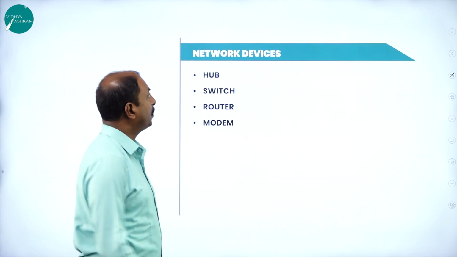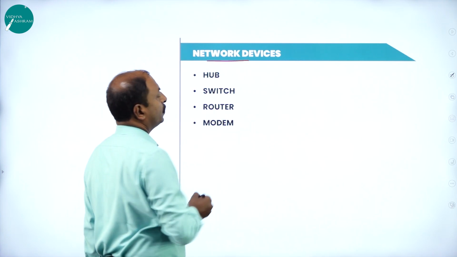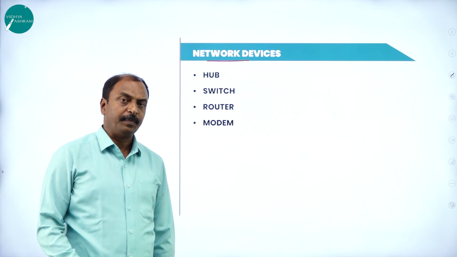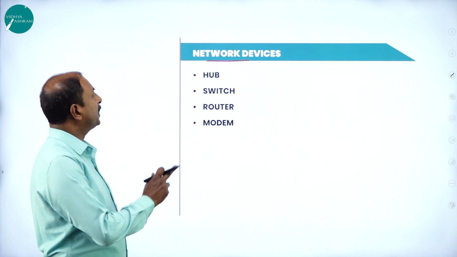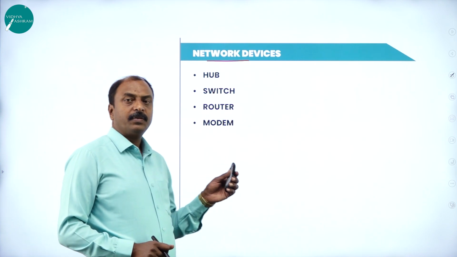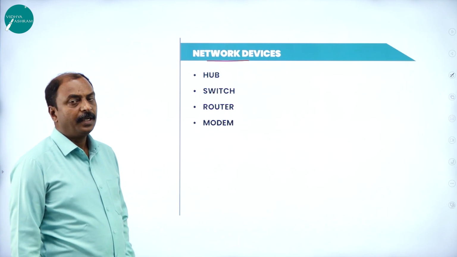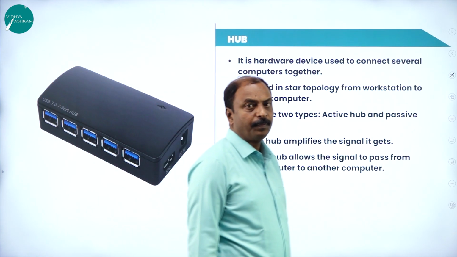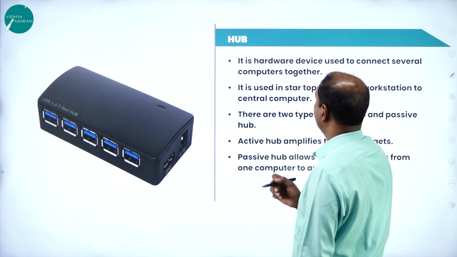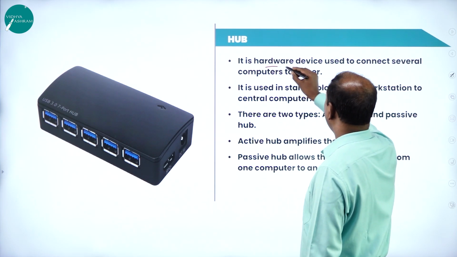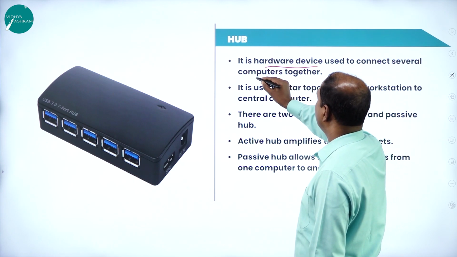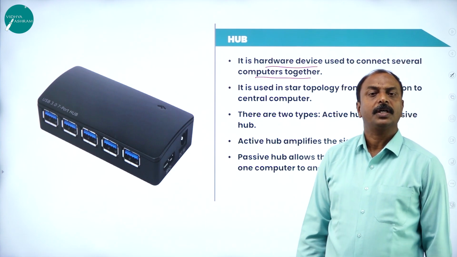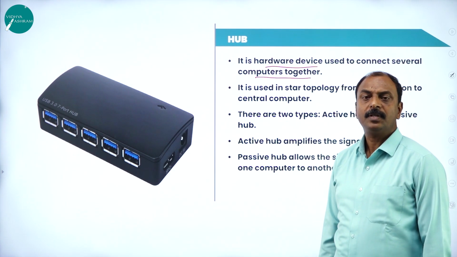Now next we will talk about network devices. So far we have discussed transmission media, guided and unguided. Now let us talk about the different network devices that we use normally in computer networking. The first one is the hub. So what is a hub? A hub is a hardware device used to connect several computers together. Normally this is a device we have seen in star topology, which we discussed in our previous session.